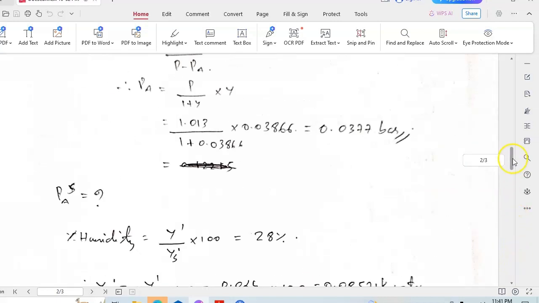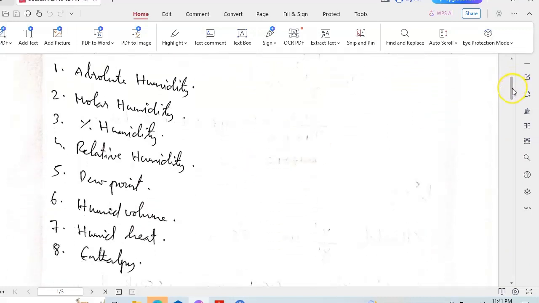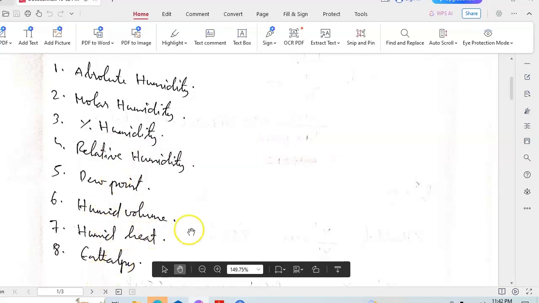So from the two parameters, the dry bulb temperature of 50 degrees Celsius and the wet bulb temperature of 32.5 degrees Celsius, we answered all eight properties of the psychrometric chart: absolute humidity, molar humidity, percentage humidity, relative humidity, dew point, humid volume, humid heat, and enthalpy.